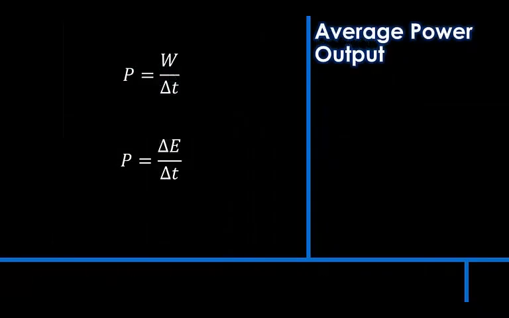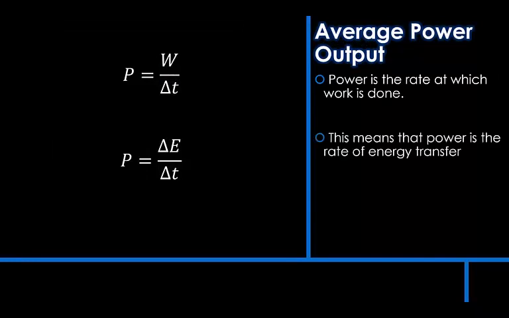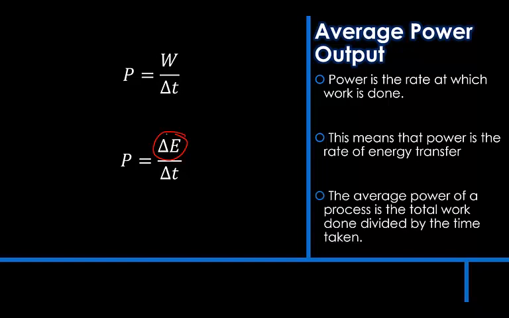Alright, so the average power output is defined as the rate at which work is done. So that's this first equation here. This is the work done divided by the time taken. The second equation is an alternative for the same thing. We know that the work done is equivalent to the change in energy of an object. And so the power can also be expressed as the change in energy of an object divided by the time taken for that change to take place.